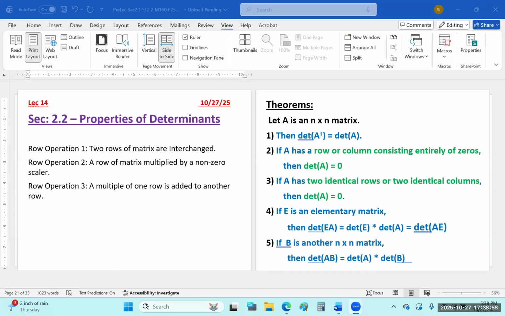However, this is not true for any other matrix. If we have any two random matrices A and B, the determinant of A times B is the determinant of A times the determinant of B. But it's not the same as the determinant of BA. The determinant of AB will not be the same as the determinant of BA because A times B is not the same as B times A. Okay? Question?